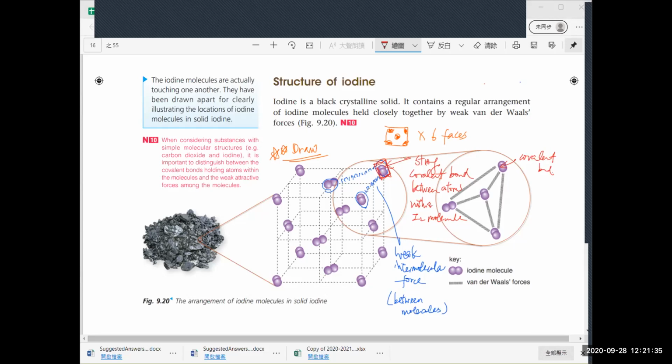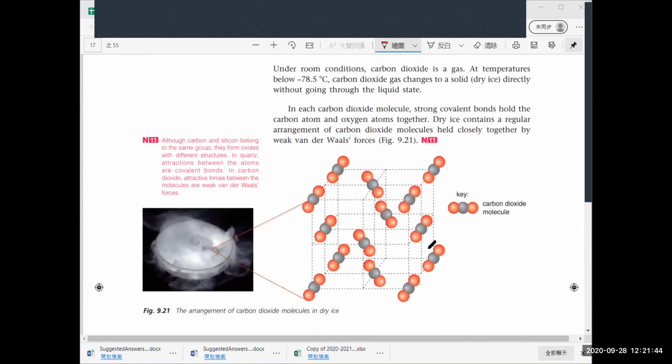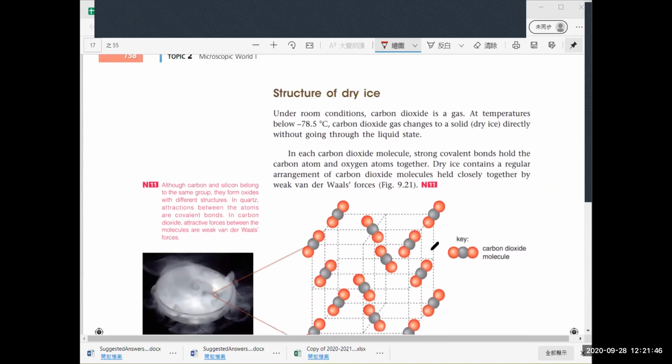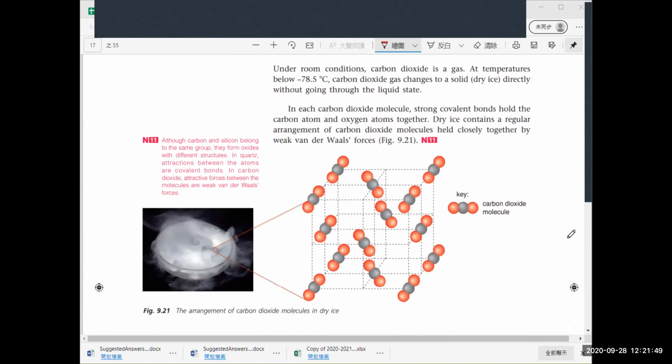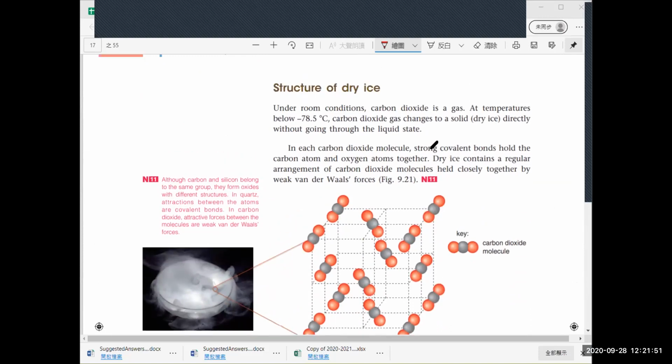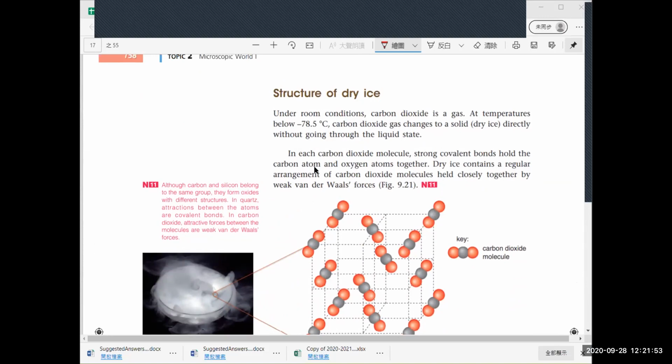Got it? So we will take a look at some other structure, in order to get to know what is really the case. How about this? Dry ice. What is that? Dry ice is a solid form of carbon dioxide. This one is different from the normal ice. Do you know the use of this?